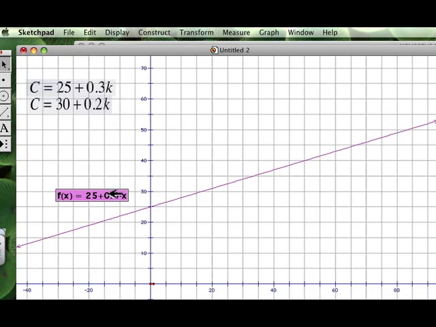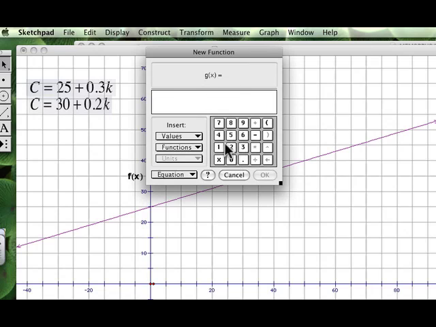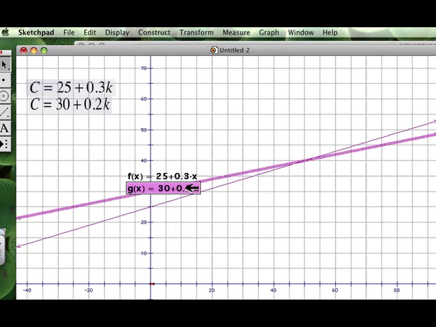And so now what you're going to do is plot the second function, which is, again, Graph, Plot New Function, and this time it's going to be g of x, which is our second function. So it's going to be 30 plus 0.2 times x, and click OK. And so what I'd like you to do is open up Geometry Sketchpad and do what I've just done, and then try and make a decision as to which company Chad should choose.